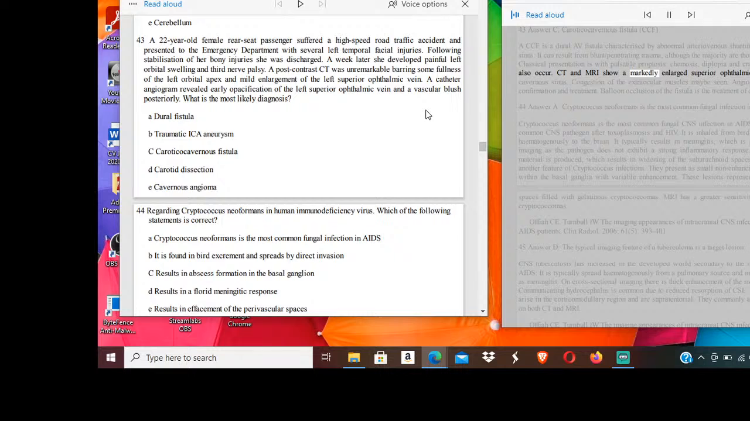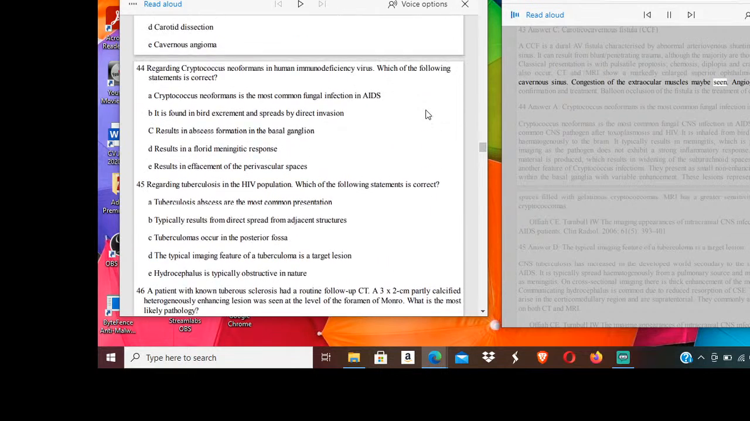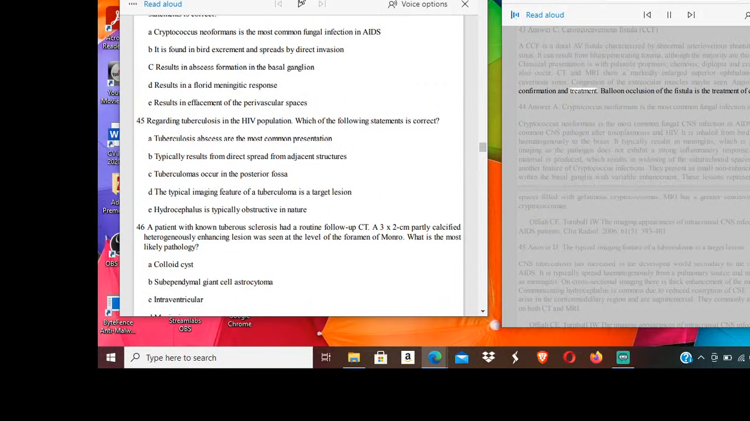CT and MRI show a markedly enlarged superior ophthalmic vein and prominent cavernous sinus. Congestion of the extraocular muscles may be seen. Angiography is required for confirmation and treatment. Balloon occlusion of the fistula is the treatment of choice.